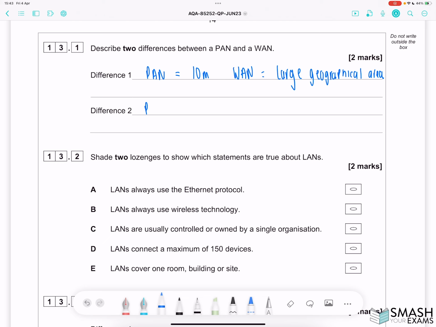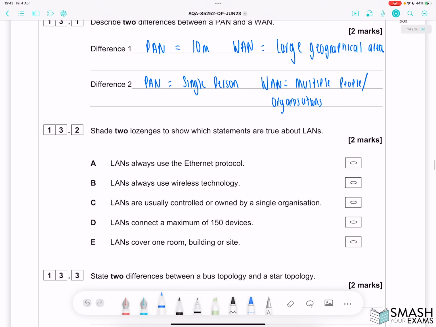I'll just go with the person one. So PAN is going to be for like a single person. And we said that a WAN would be for multiple people / organizations. Now, if this were a real exam, I would probably take a little bit more time to make sure my answers were nicely formatted. Just conscious of the length of the video for you as the learner, though.